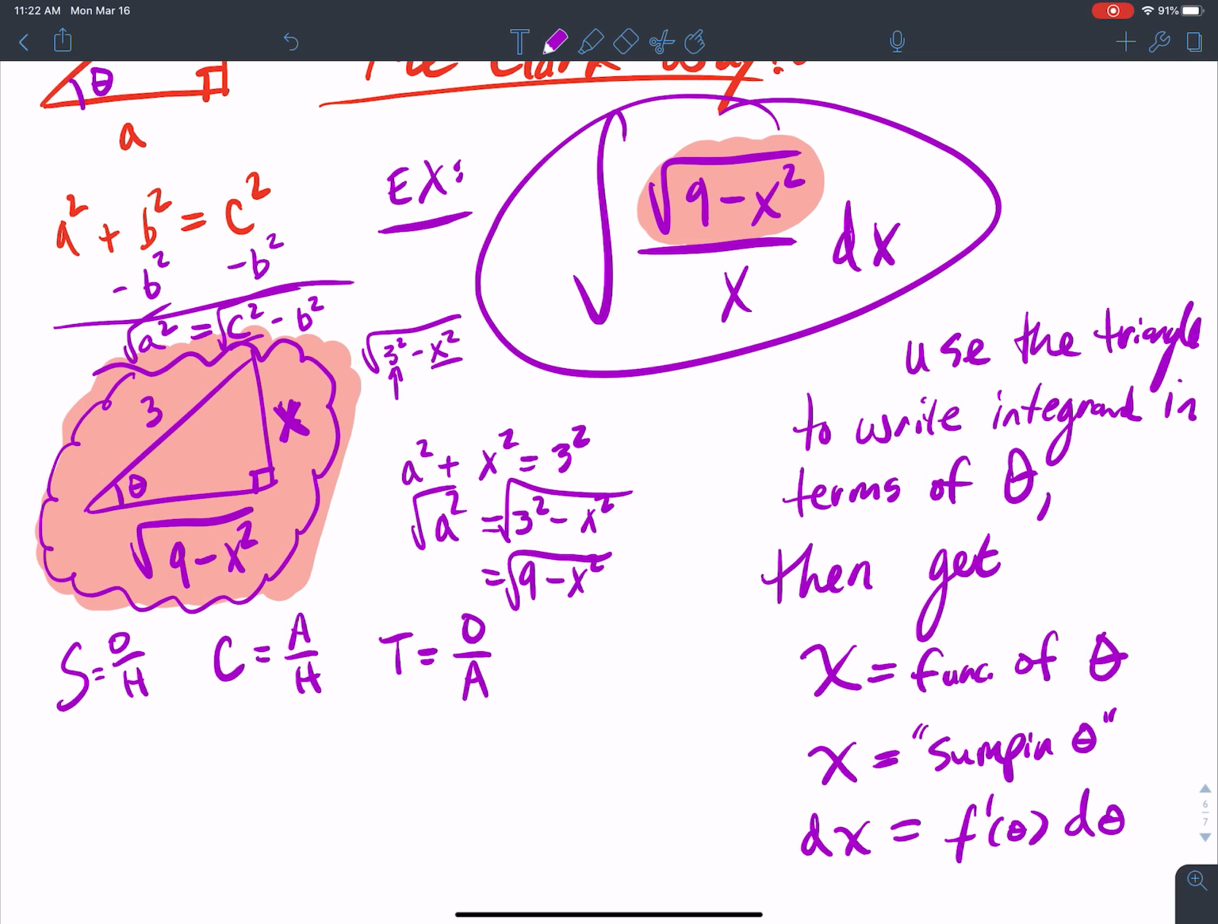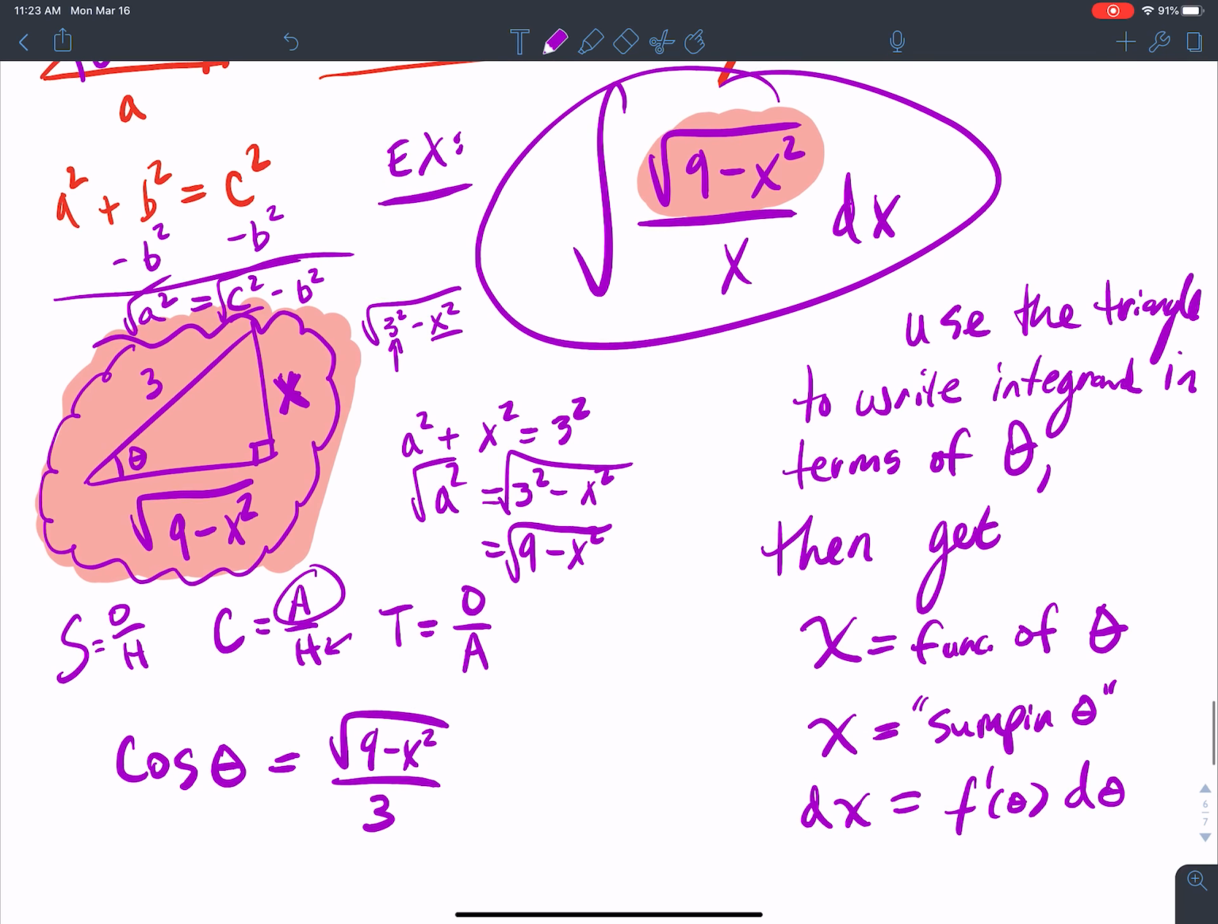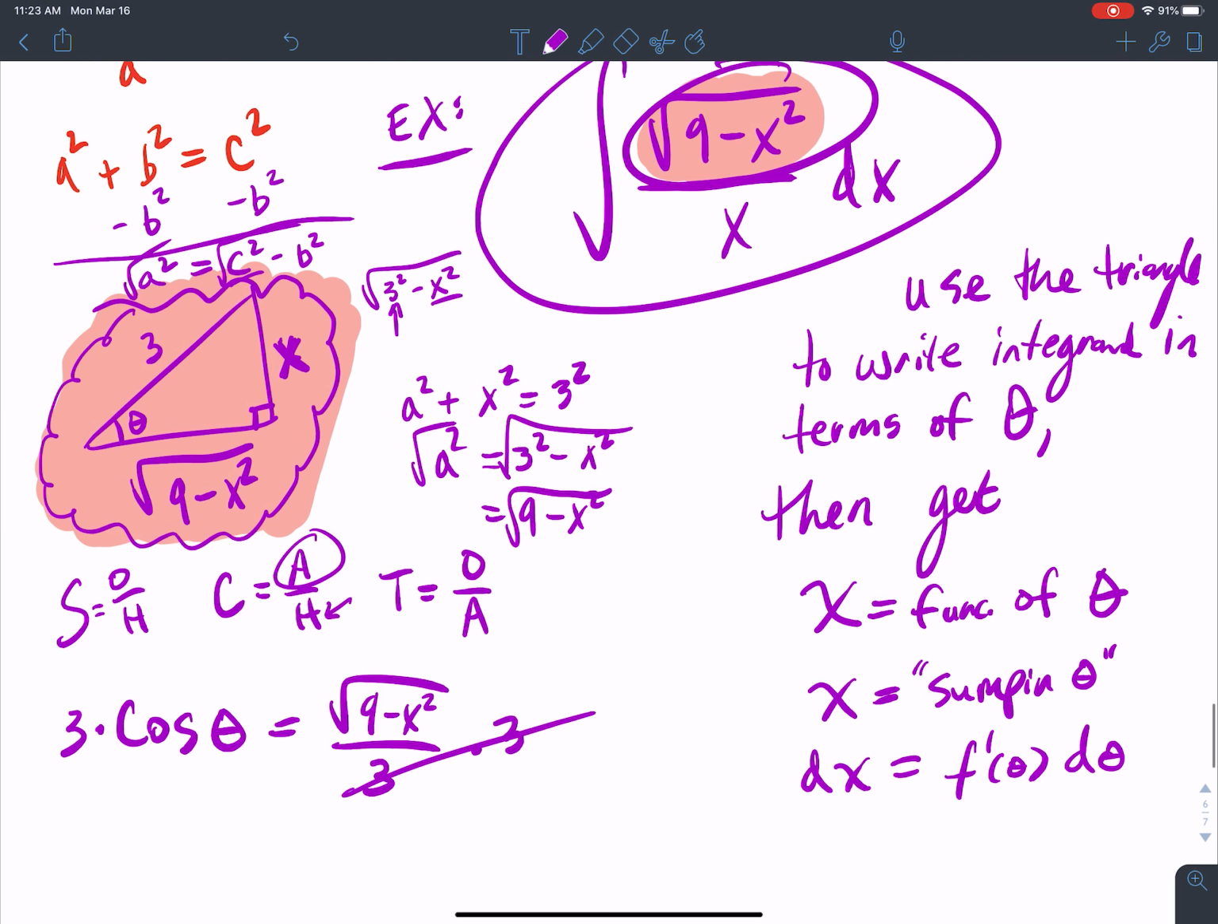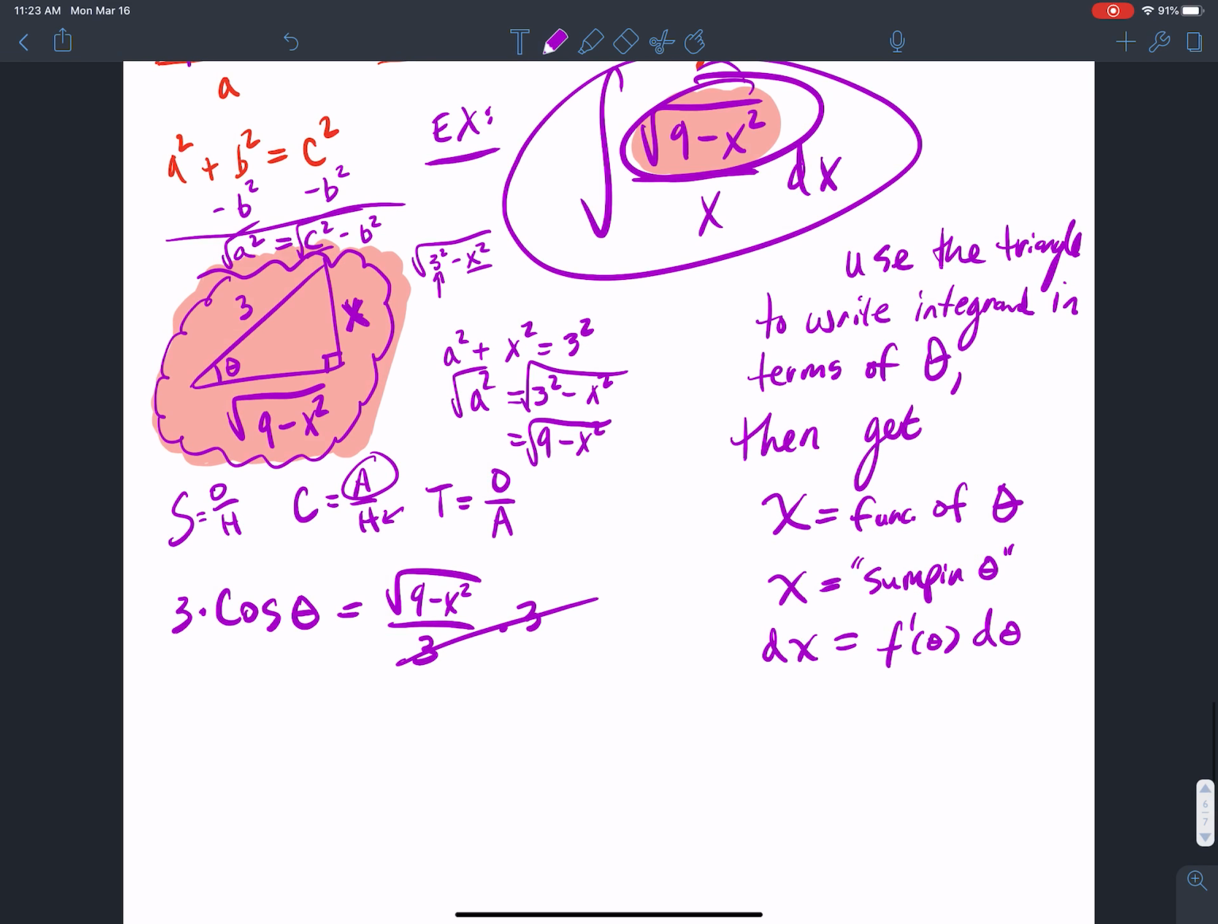So I want adjacent over hypotenuse, that's cosine. Cosine of theta equals adjacent over hypotenuse. So that's close to this. How do I make it exactly that? Multiply both sides by 3. And so now I can replace the square root with 3 cosine theta. Okay, not a bad situation.